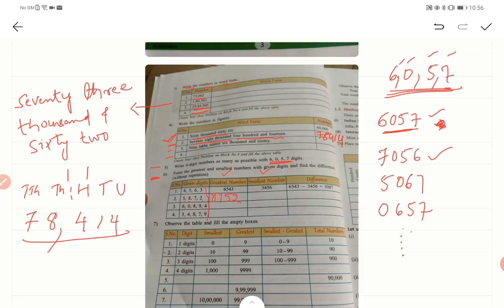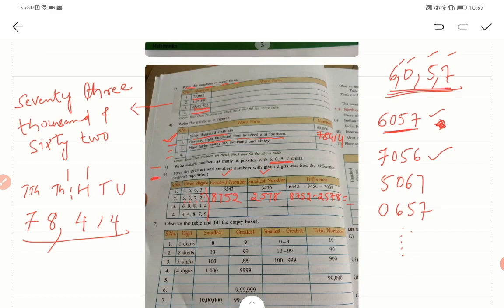Now the smallest number. Out of 5872, the smallest is 2, isn't it? After 2, which is the smallest number? It is 5. After 5, it is 7. After 7, it is 8. Right? So this is your smallest number. So you can write 8752 minus 2578. So the difference you can write over here.